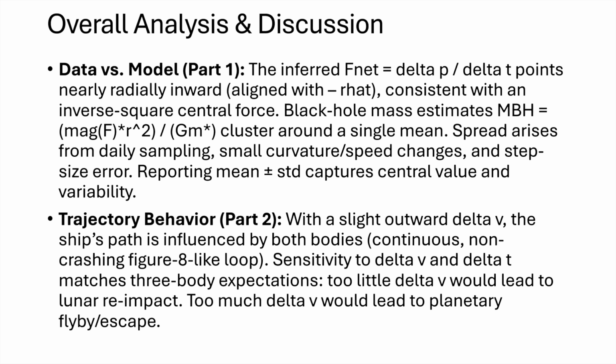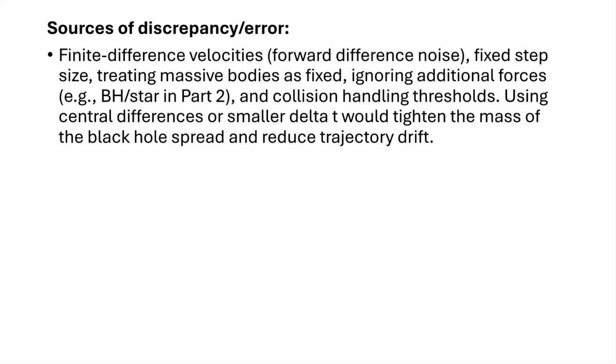Trajectory behavior for part 2. With a slight outward delta v, the ship's path is influenced by both bodies, forming a continuous, non-crashing figure 8-like loop. Sensitivity to delta v and delta t matches three-body expectations. Too little delta v would lead to lunar re-impact. Too much delta v would lead to planetary escape. So sources of discrepancy are error from finite difference velocities, forward difference noise, fixed step size, treating massive bodies as fixed, ignoring additional forces from the black hole or star in part 2, and collision handling thresholds. Using central differences or smaller delta t would tighten the black hole mass spread and reduce trajectory drift.